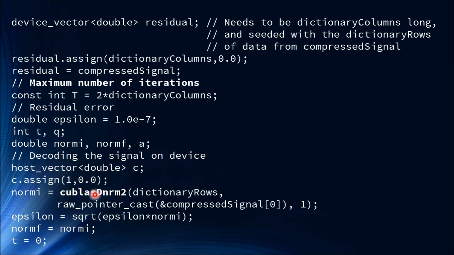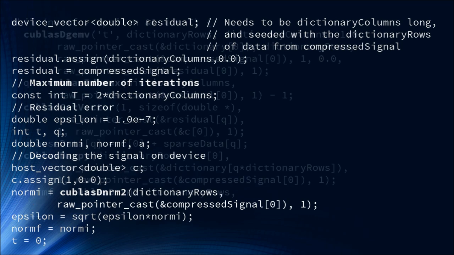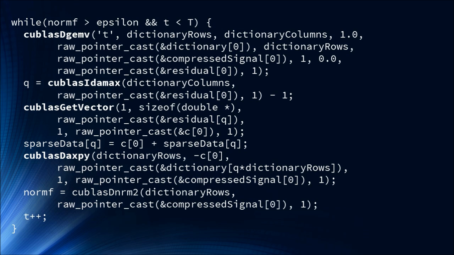So we use a lot of cuBLAS in here, which is one of my first experiences with cuBLAS, and I must say I'm quite enjoying it. So this gives us the L2 norm of a vector. That's the initial norm, and then we use that to compute how far we've gone. And this is the guts of matching pursuit.